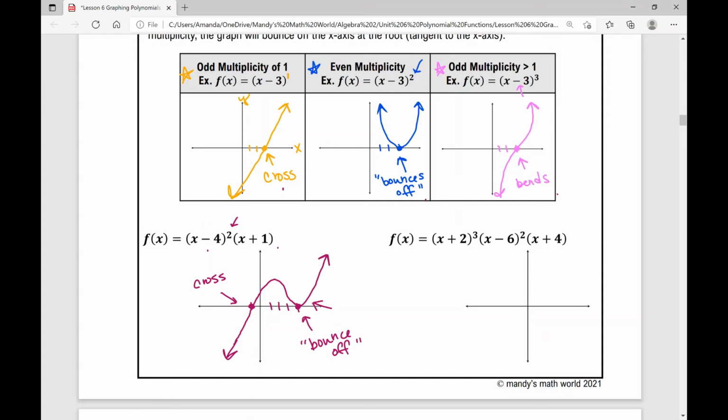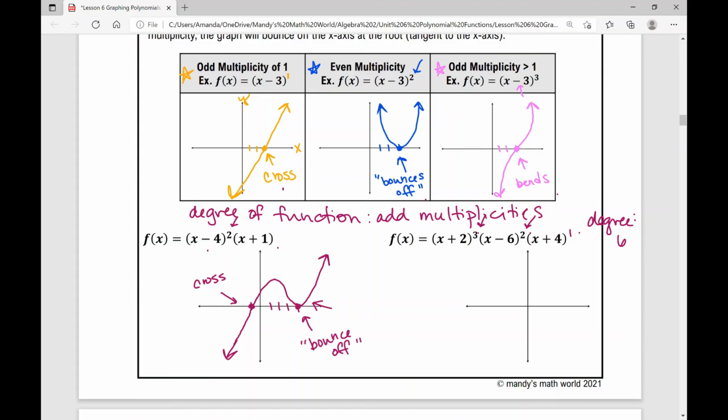F of x equals (x plus 2) cubed. Ooh, lots going on here. Times (x minus 6) squared times (x plus 4), which we'll just say is raised to the power of 1. Looking at this, I can tell that to find the degree of the function, you add the multiplicities. So the degree is 3 plus 2, which is 5, plus 1, which is 6. So the degree of the function is 6.